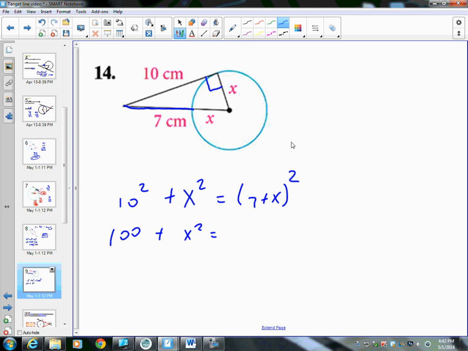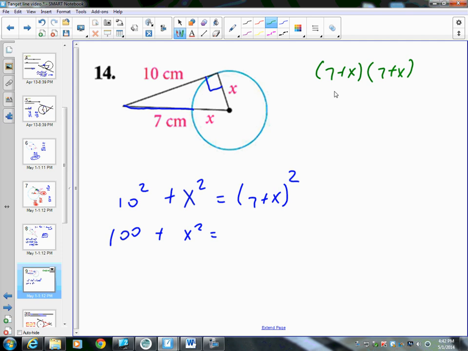We need to remember how to multiply this, because it's not 7 squared and x squared. This is actually saying 7 plus x times 7 plus x, and I'm actually going to write that up here. Okay, 7 plus x times 7 plus x. There were a couple different ways that we solved this. We had FOIL method. We also had the box method. Any way you want to do it, that's fine.